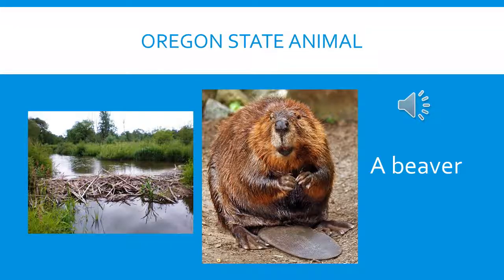The state animal of Oregon is a beaver. Do you know what a beaver is? You can see a beaver in this picture. They have really big tails and orange teeth, and they are really good at cutting down trees. You can see in this photo on the left, this is a beaver dam. These are sticks and trees that beavers have cut, and they built this dam in the water in the river.